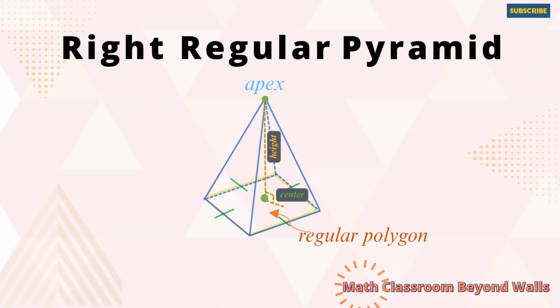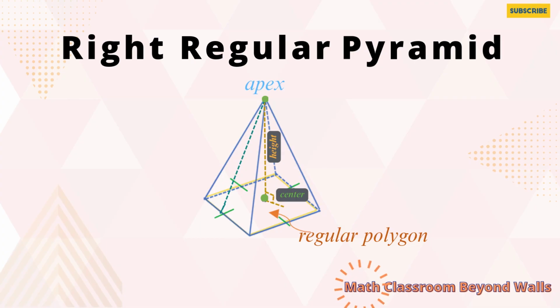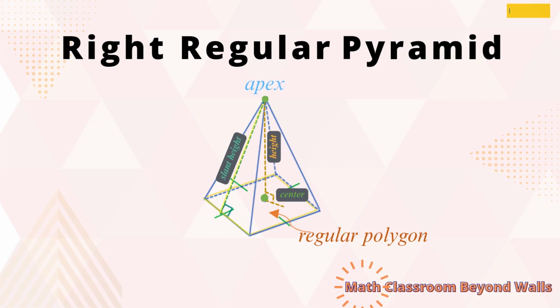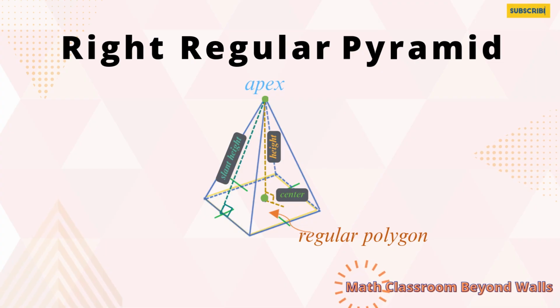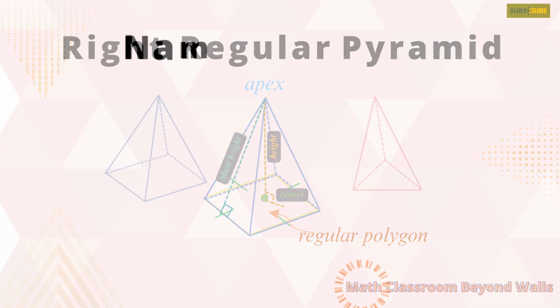Now, aside from the height of the pyramid, there's another height here, the slant height. This is the distance from the apex to the center of the triangular base. This forms a right angle with the base of the triangular face as shown. This slant height is also the height of the triangular face. On this video lesson, we will limit our discussion on this type of pyramid, the right regular pyramids.